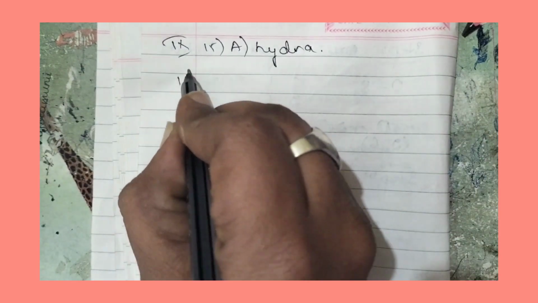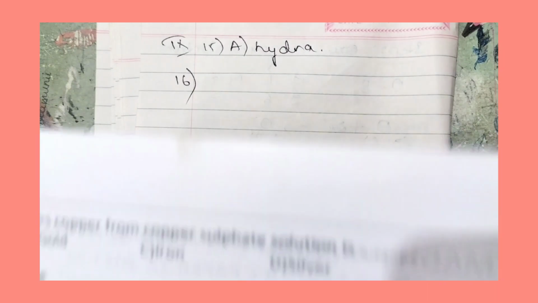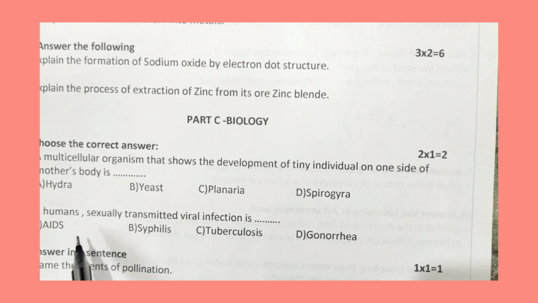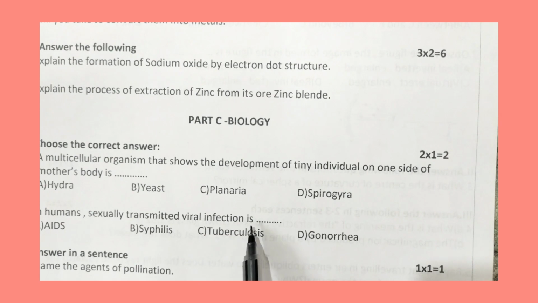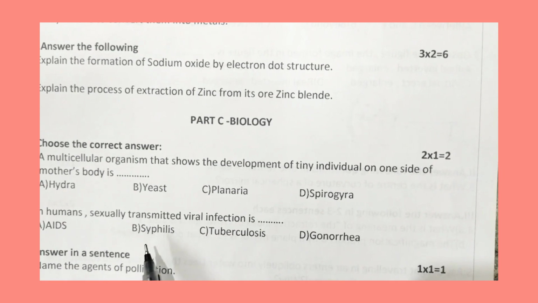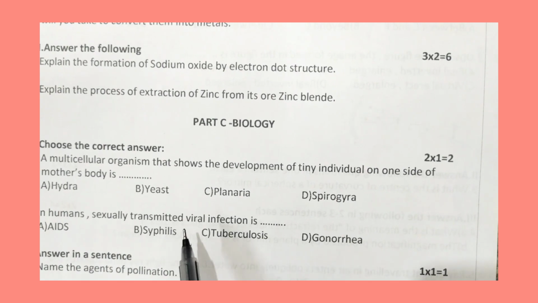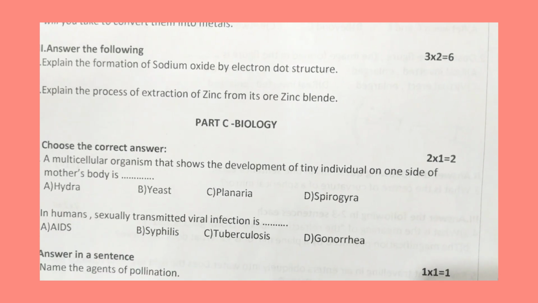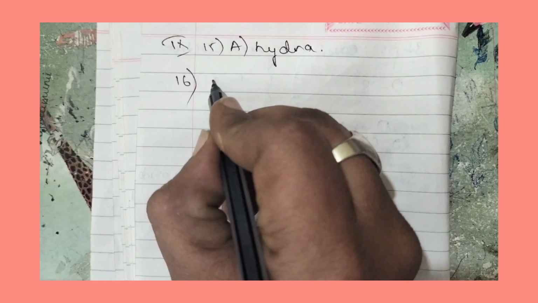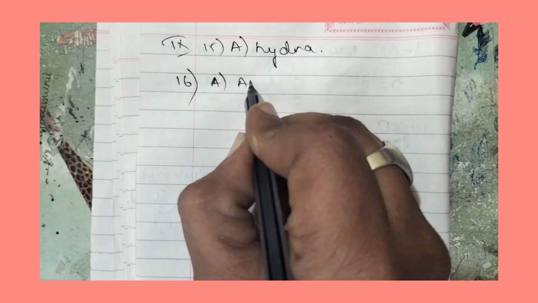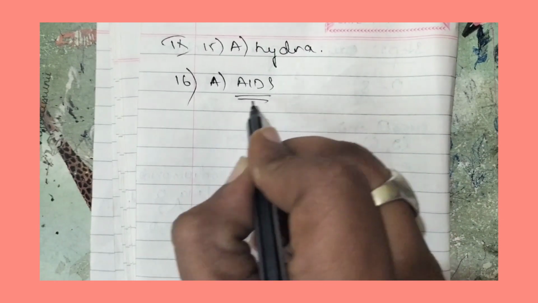Next, let us move to the 16th question. In humans, the sexually transmitted viral infection among AIDS, syphilis, tuberculosis and gonorrhea is AIDS. So for the 16th question, option A, AIDS, is the right answer.